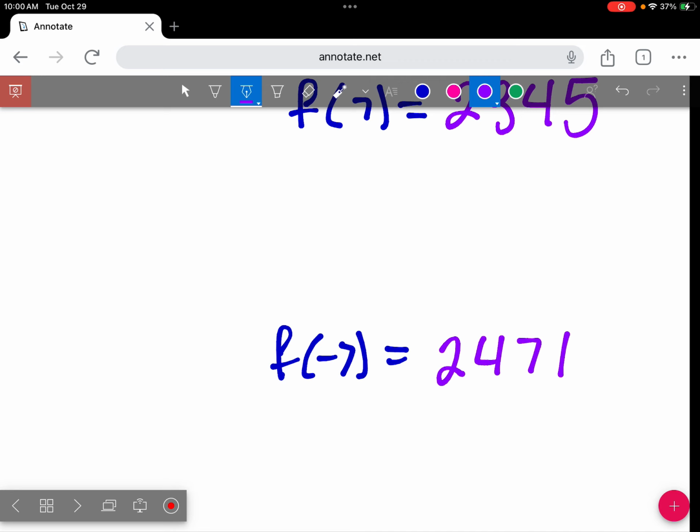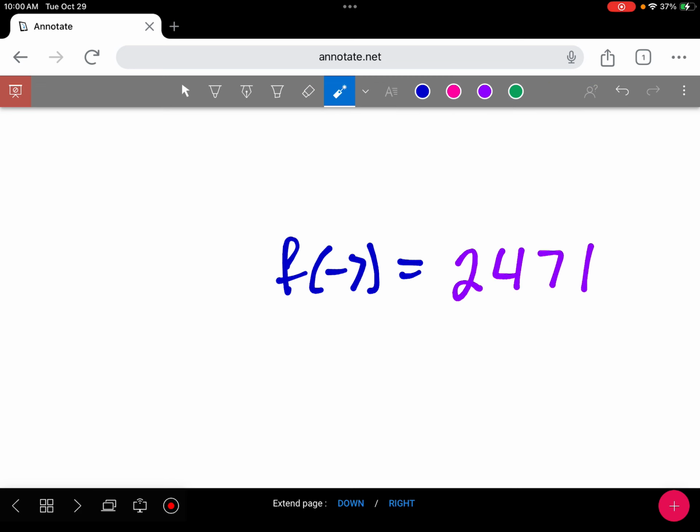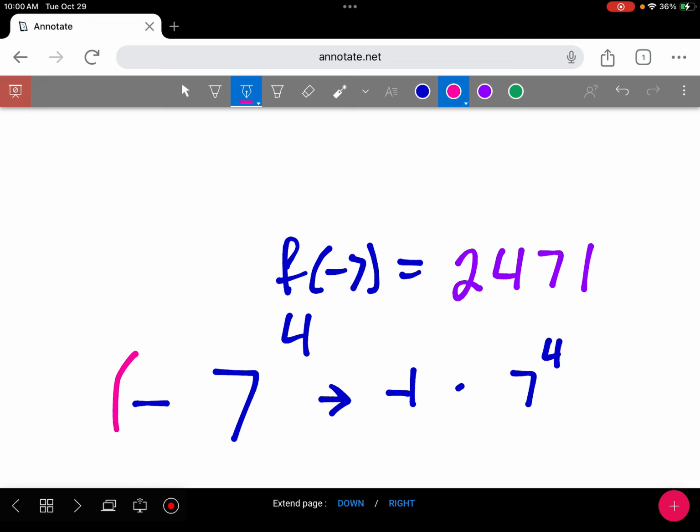471. If you wound up with a negative number, you forgot the parentheses around your negative 7. The calculators are notoriously terrible with order of operations, especially with negative numbers and exponents. If you type it in as negative 7 to the 4th, the calculator sees this as negative 1 times 7 to the 4th. So if you wound up with a negative number on negative 7, you made a mistake, because you need to put the parentheses on it. Then it will take negative 7 to the 4th. Otherwise, you're doing the opposite of 7 to the 4th. So be super careful with that.